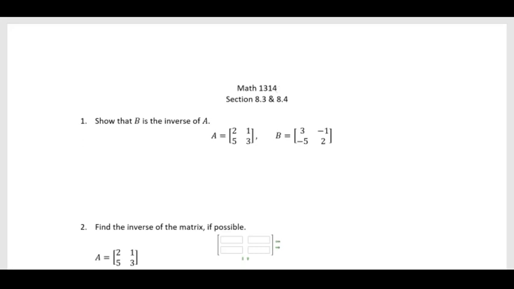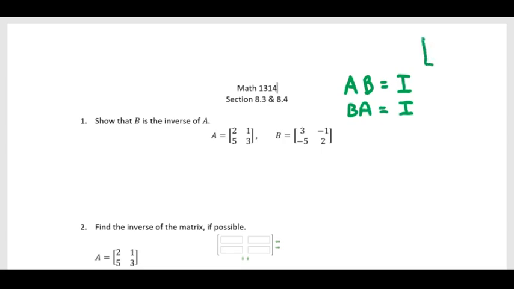This week we will be covering section 8.3 and 8.4. So one of the first things that we'll be looking at is the inverse of a matrix. In order to show that two matrices are inverses of each other, we need to be able to multiply A times B, and that should equal the identity matrix. But we should also be able to multiply B times A, and that should also give us the identity matrix.